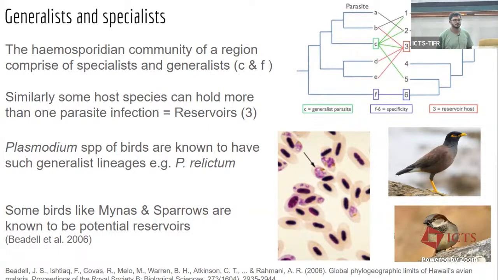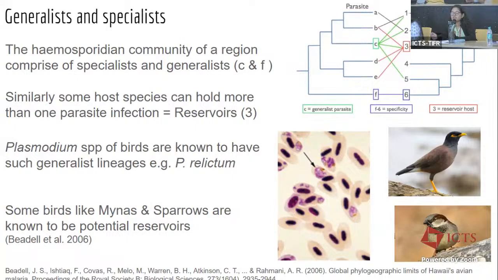I have a basic question. You said that host switching is usually an evolutionary change. So is there any incidence of host switching, and do they have an evolutionary basis or an environmental basis?